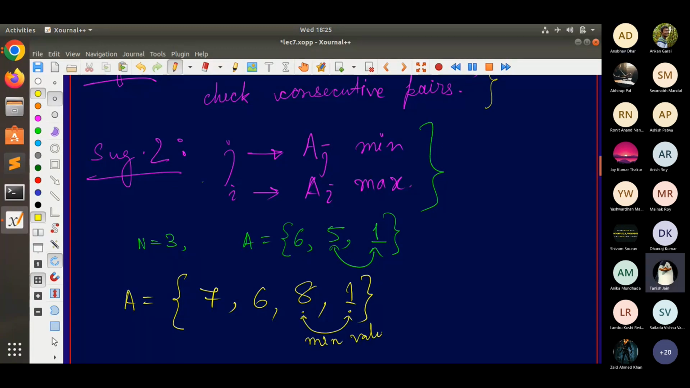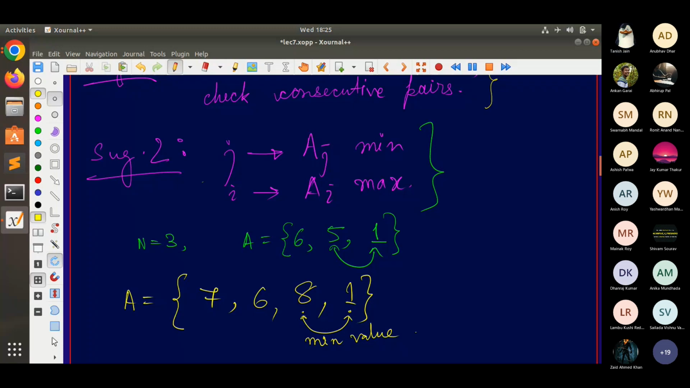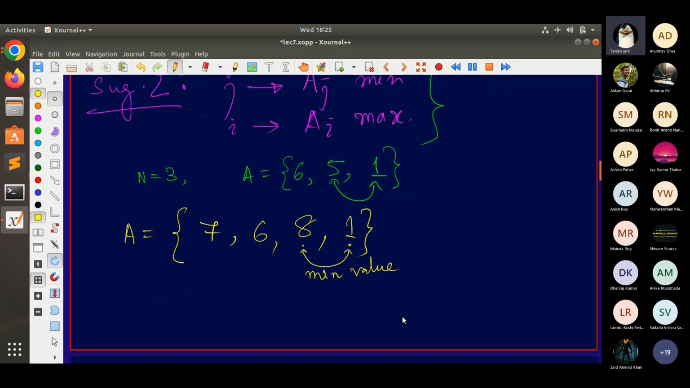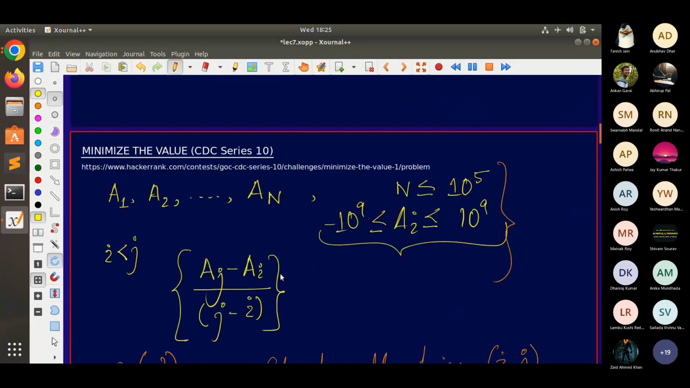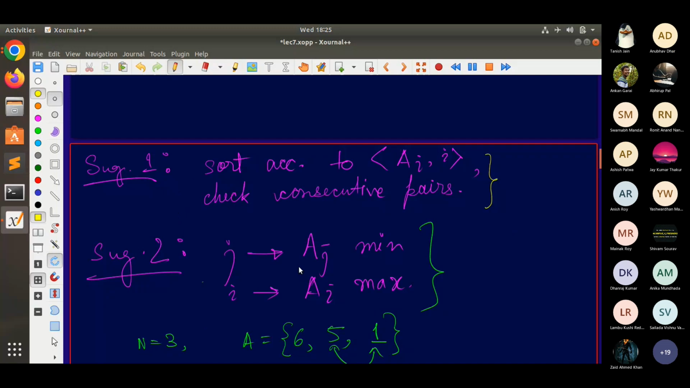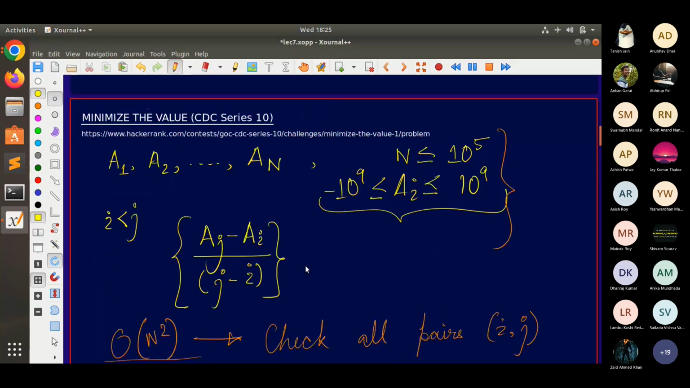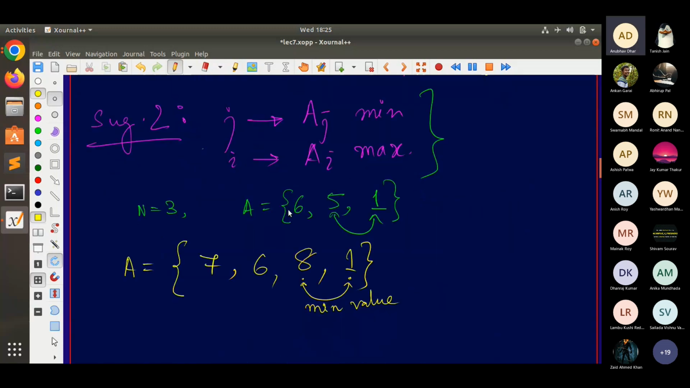Minimum value. Is the array A an increasing array? Sorry? Is the given array A an increasing array? No. So these elements can be in any order.